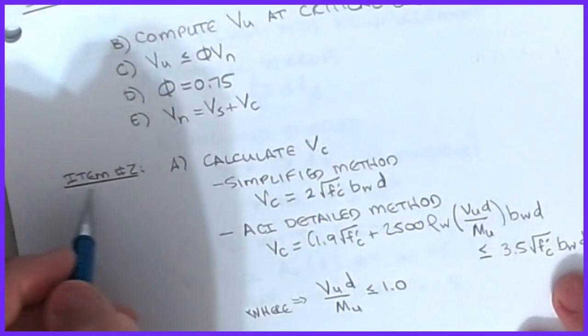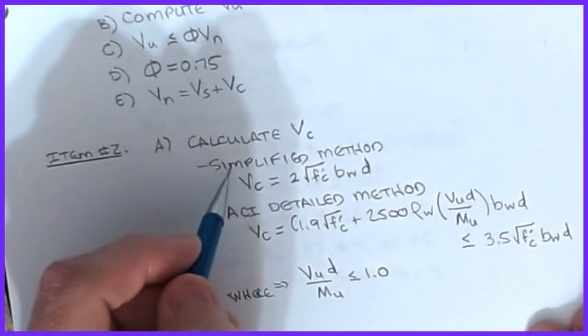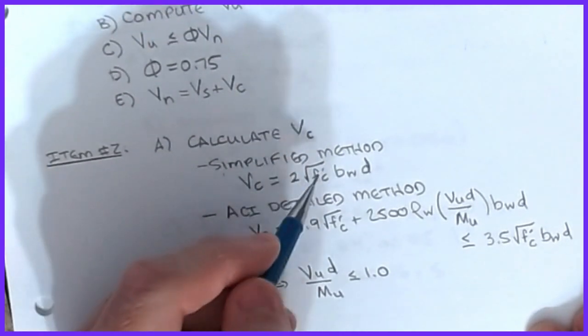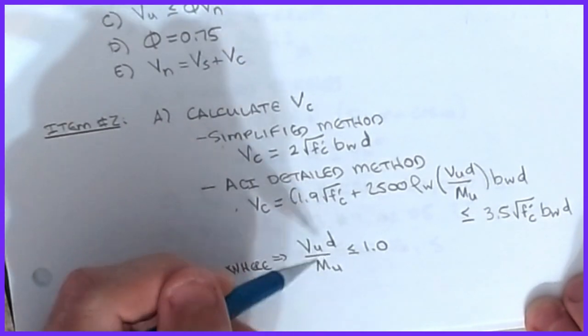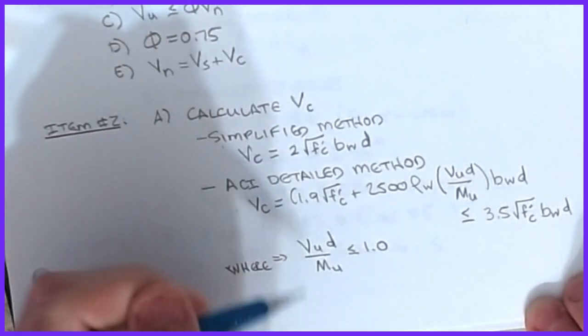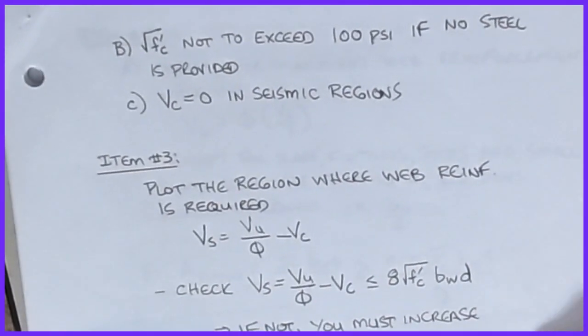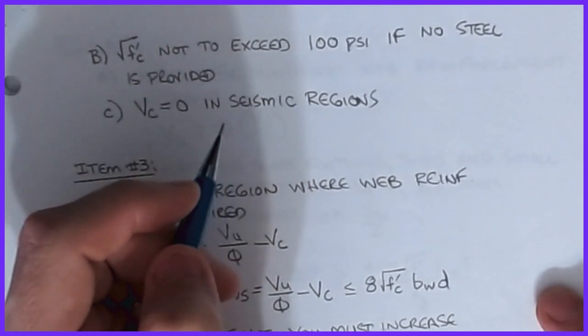Item number 2 is we're going to calculate Vc. You can do that using either the simplified method or the detailed method. Typically I use the simplified 2 root f'c bw d. For the detailed method, Vu d over Mu less than or equal to 1.0 is the limit. Other requirements hiding out there: if no steel is provided, you're not allowed to take the square root of f'c as any value larger than 100 psi.